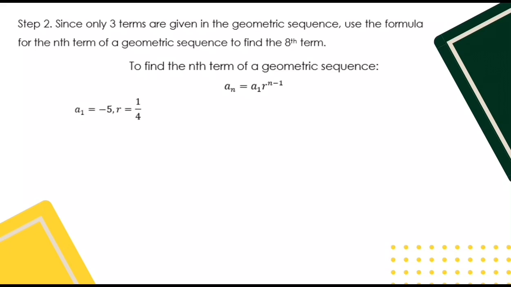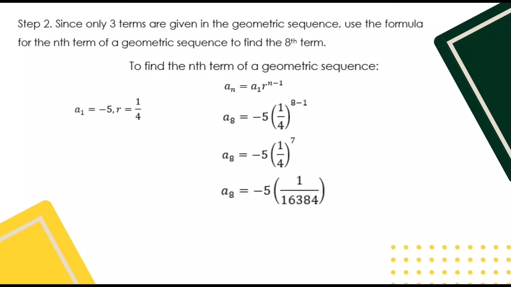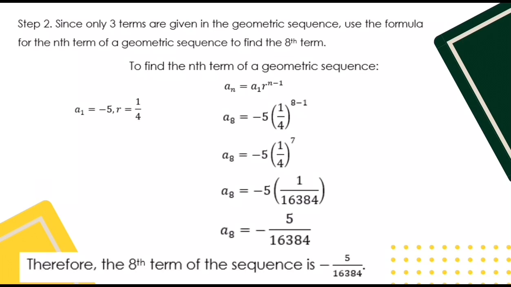From the given, a sub 1 is equal to negative 5 and our computed common ratio is equal to 1 over 4. Now, let's substitute these values. We have a sub 8 is equal to negative 5 times 1/4 raised to 8 minus 1. Simplifying, we get negative 5 times 1/4 raised to 7. Simplifying the exponent, we have negative 5 times 1 over 16,384. And that is negative 5 all over 16,384. Therefore, the 8th term of the sequence is negative 5 all over 16,384.